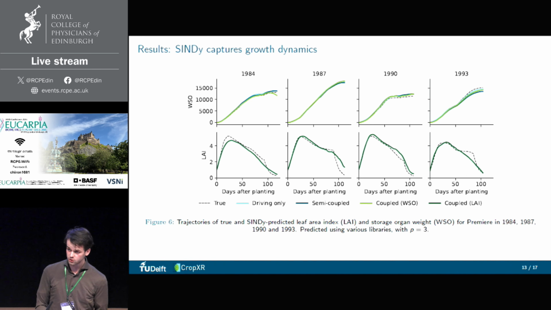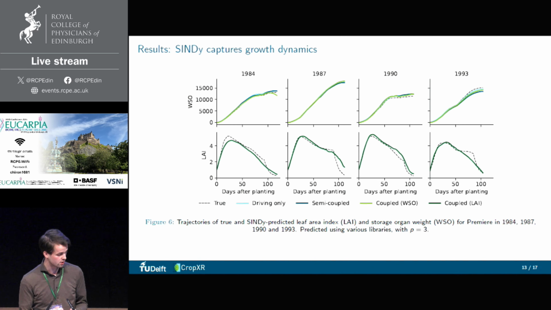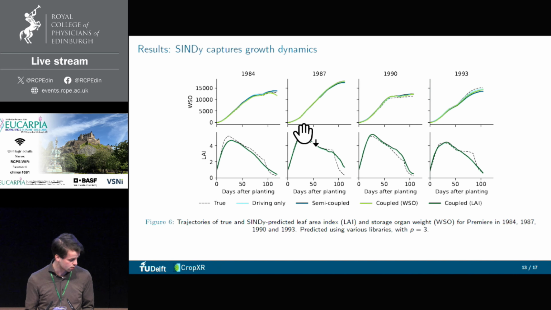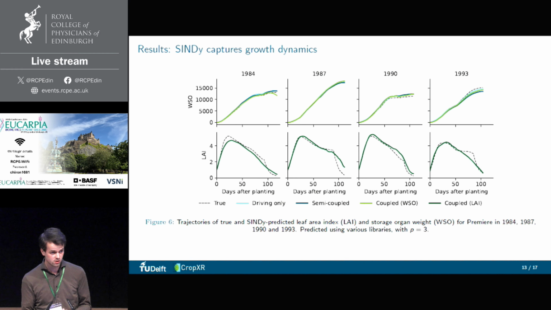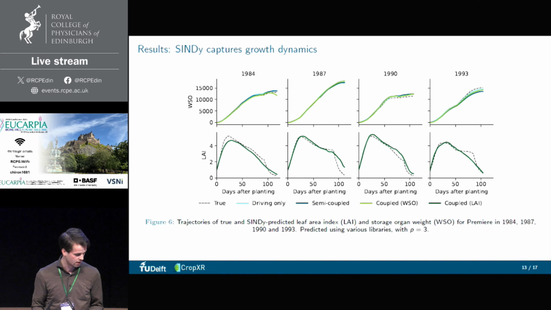So let's look at some curves to see how this looks. So these are growth curves. The black dashed curve is the one that's predicted by the crop model itself, and we try to recover. We see we can actually very well capture this curve. So we can capture the dynamics just by looking at environmental time series and the measurements of the storage organ size. So we can just basically recover the data using this system identification approach.